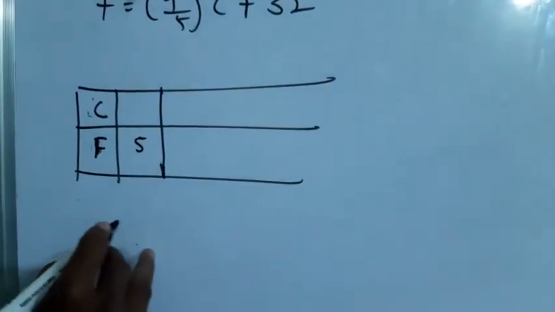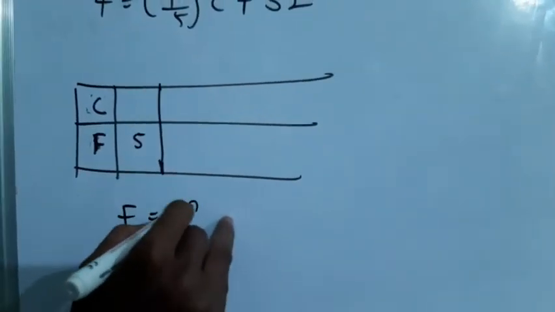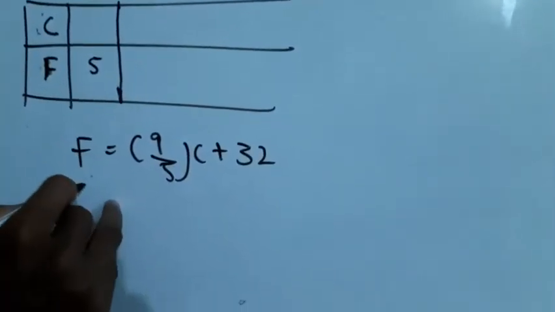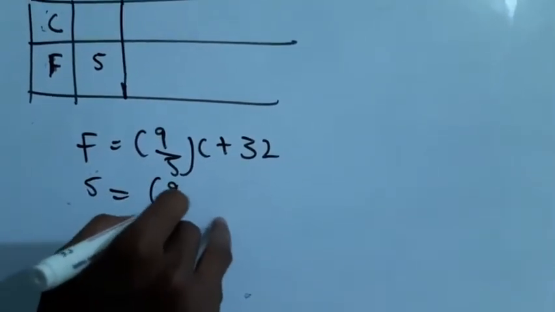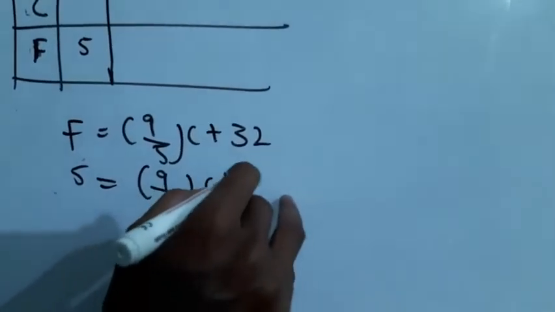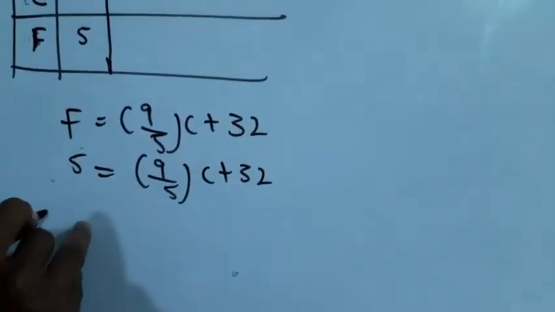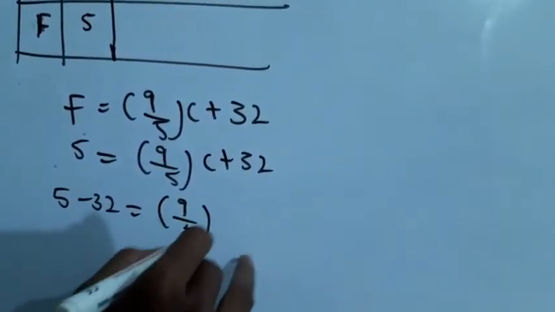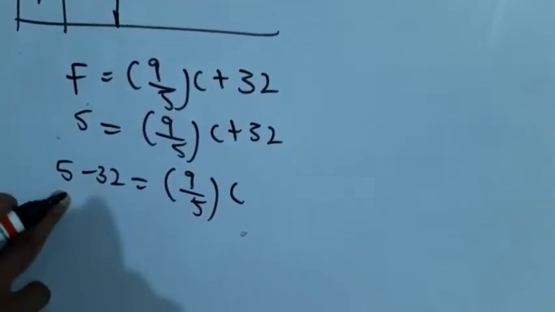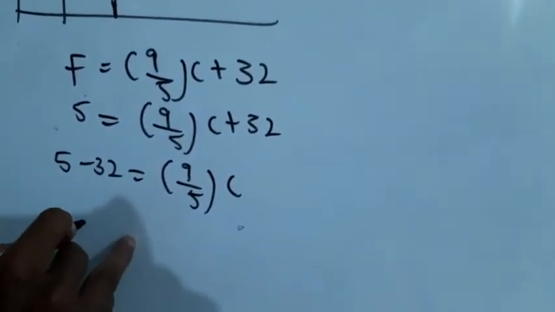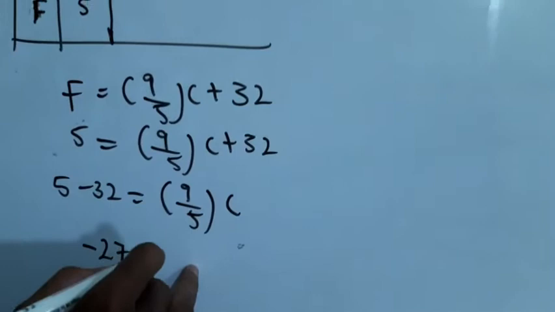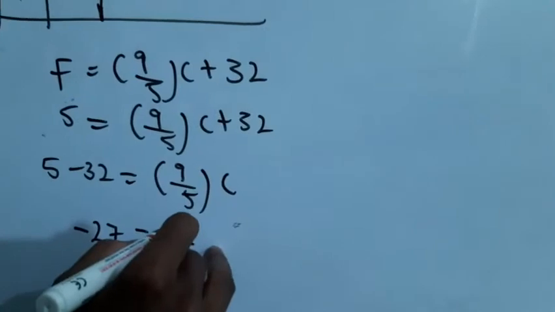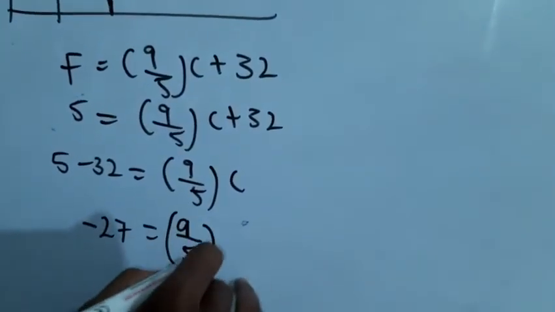then C will be, F is equal to 9/5 into C plus 32. When F is equal to 5, 5 is equal to 9/5 into C plus 32. So what will happen? 5 minus 32 is equal to 9/5 into C. 5 minus 32 is nothing but minus 27, is equal to 9/5 into C.